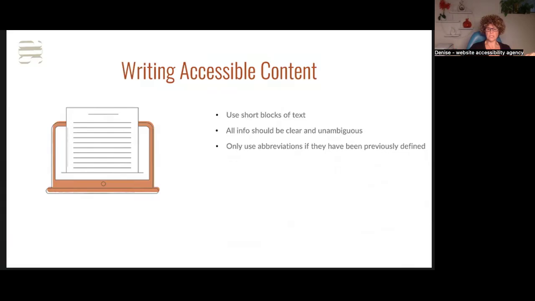Only use abbreviations if they've been previously defined. Leave white space between paragraphs and content blocks. Again, this is just good user experience for everybody. Too much crammed in there and our brains get overwhelmed. We want easily digestible information, which leads us into using bullet points when possible. That's long been a good practice, and it still is. Makes the brain really able to comprehend and access information easily.